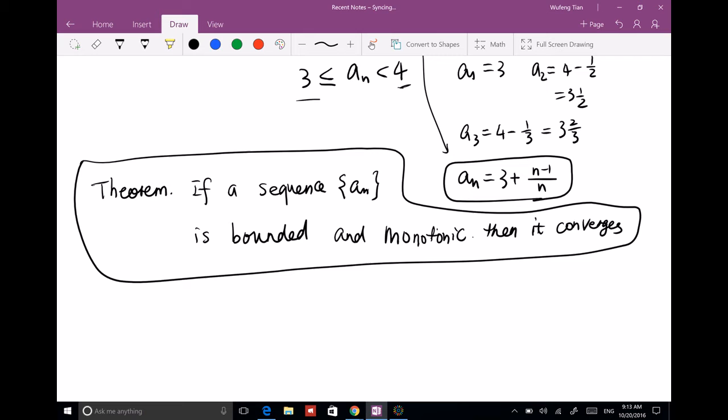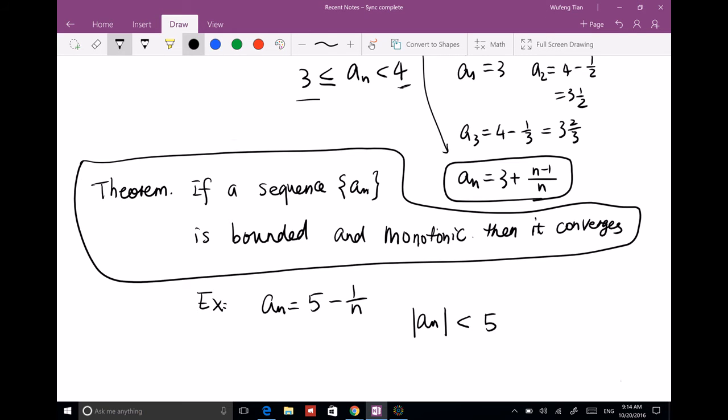But you don't always have to use this theorem to determine if a sequence converges or not. It's a theorem you can use, but it isn't the only way. Let's look at an example: an equals 5 minus 1 over n, still a very similar example. We can tell an is less than 5.